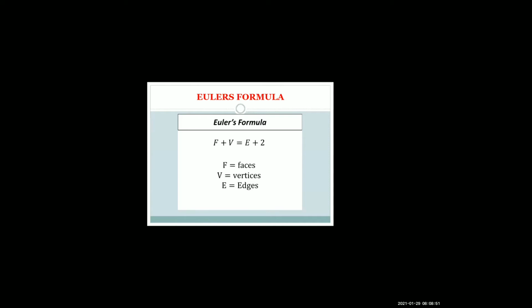That means, for any polyhedron, you count the number of faces, you count the number of vertices, and you add them. You will always find that the sum of the faces and vertices is equal to the sum of 2 and the number of edges. Or, to put it another way, the sum of the faces and vertices minus 2 will give you the edges. So this is the formula: F plus V minus 2 is equal to E, or we can say F plus V, faces plus vertices, is equal to edges plus 2.